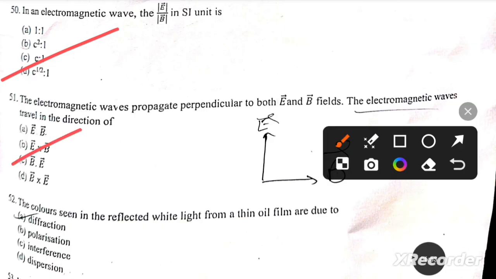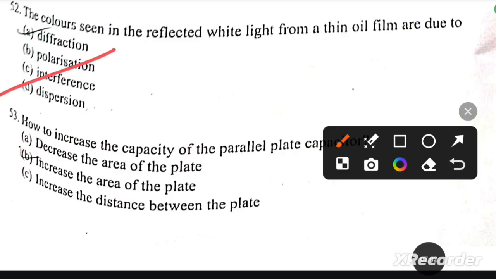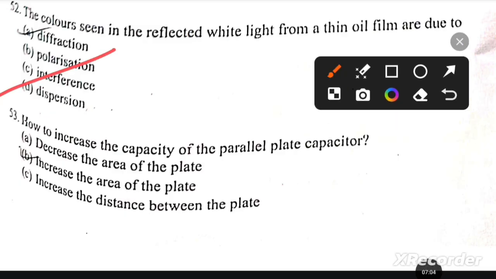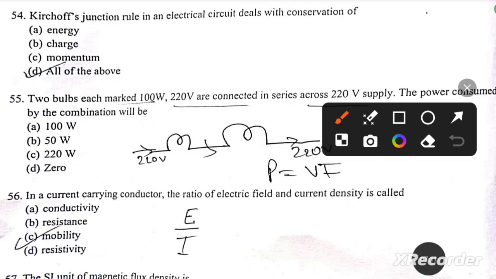The colors seen in the reflected white light from a thin oil film are due to interference. How to decrease the capacity of the parallel plate capacitor? Increase the area of the plate. Kirchhoff's junction rule in an electric circuit deals with the conservation of charge.